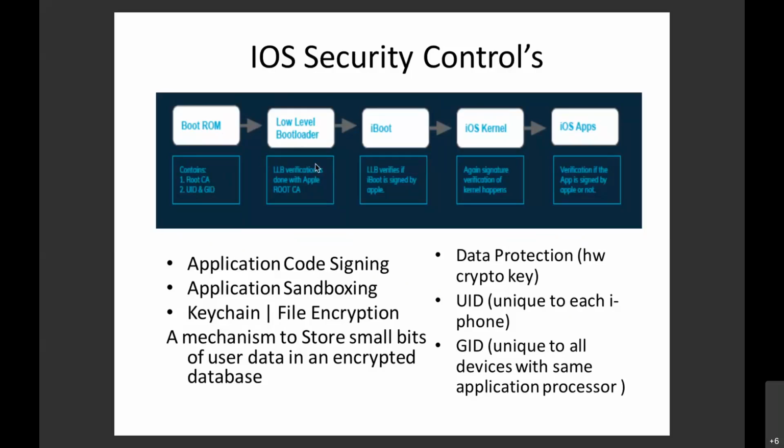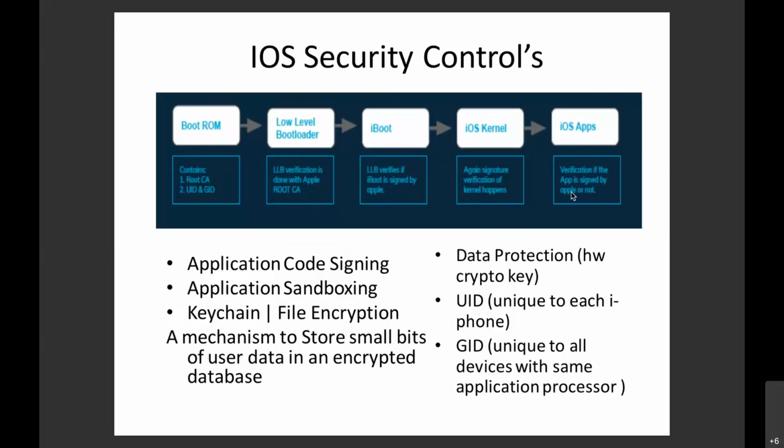So after the first verification, there is a next verification with the low level bootloader, then with the Apple root certifying authority. After this is done, there is a next level of iBoot. After this, the iBoot checks that the proper signature is implemented on the lower level bootloader. After that, again, there is a signature verification of the kernel. So you can see the multiple layers of signature-based verification and certifying authority-based verification happening, based on the signature and the certificate authority.